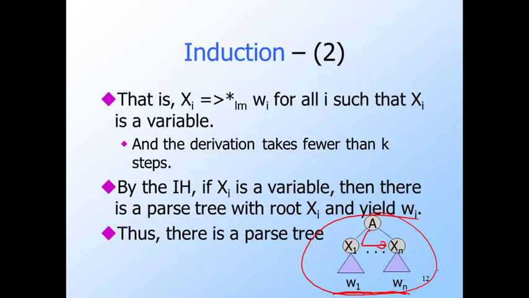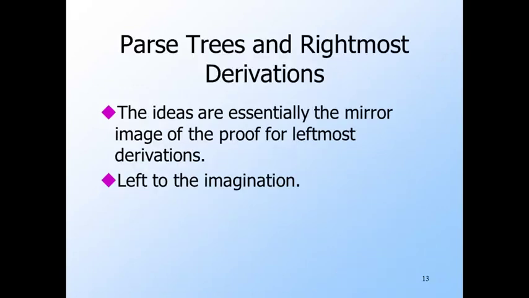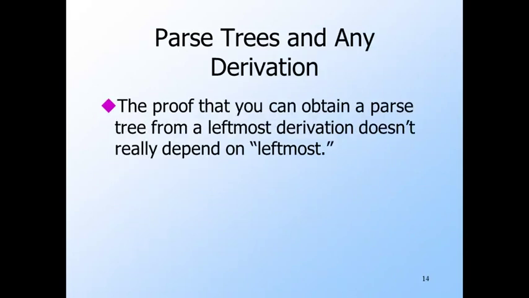Then there is a parse tree with root A and yield w. It is also true that if there is a rightmost derivation of w from A, then there's a parse tree with root A and yield w, and conversely. But we're not going to prove that part. The proofs are essentially the same as what we have seen. And in fact, any derivation, even one that isn't leftmost or rightmost, of a terminal string w from variable A implies that there is a parse tree with root A and yield w.